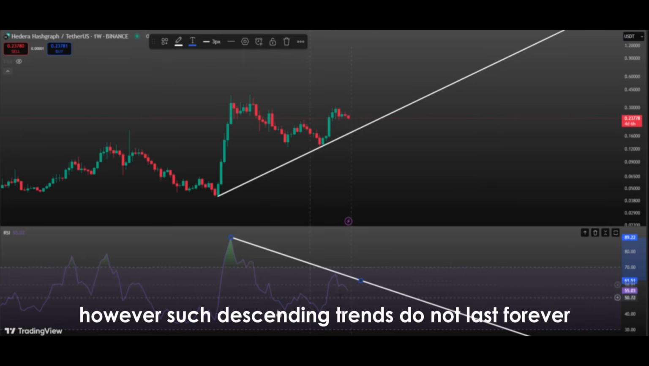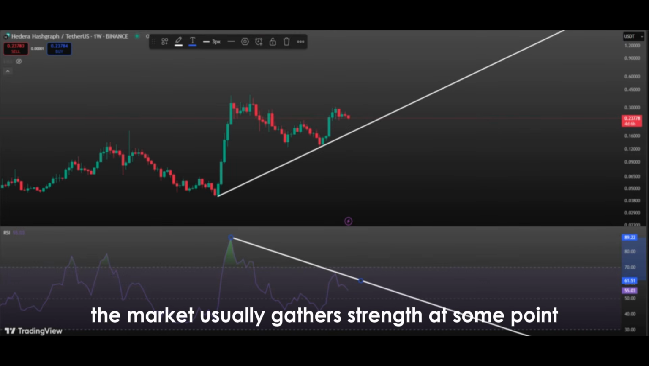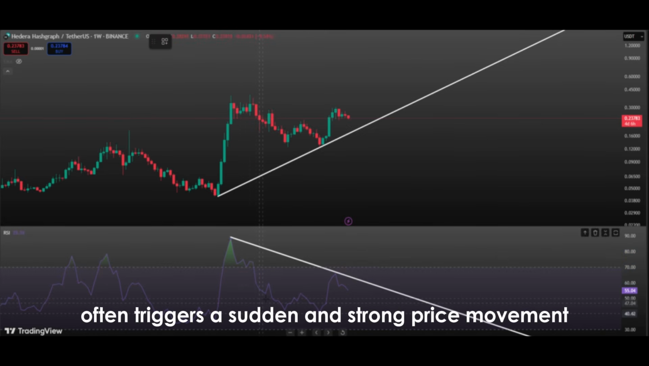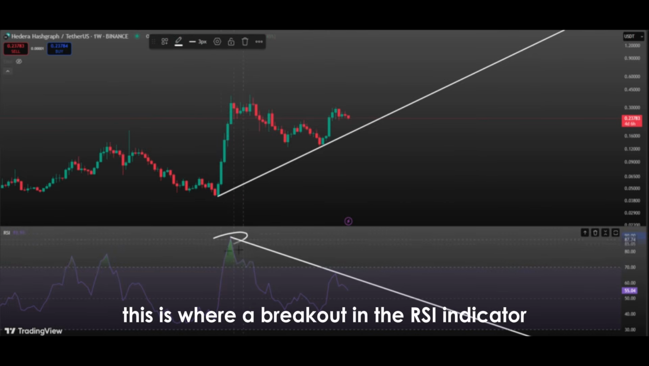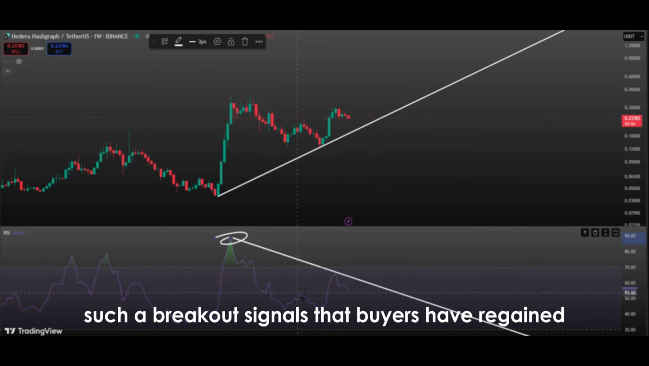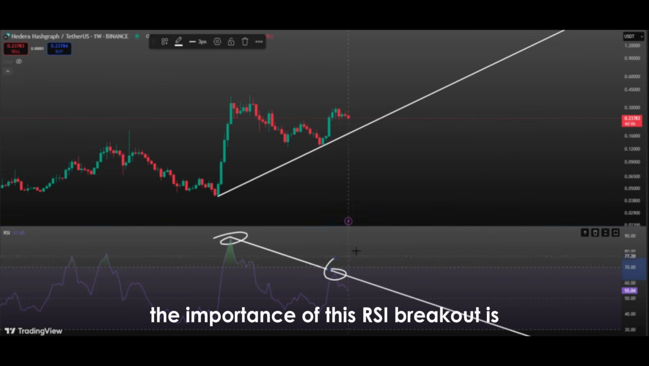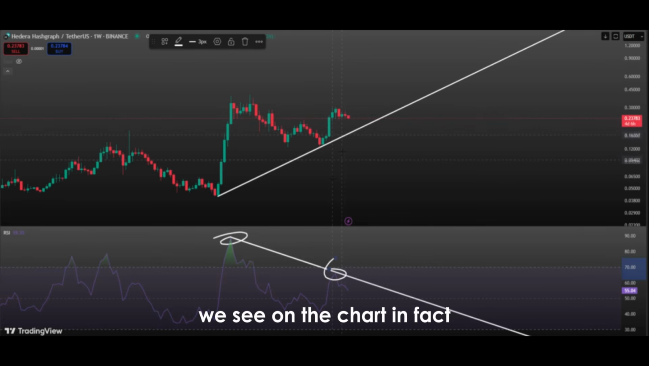However, such descending trends do not last forever. On the contrary, the market usually gathers strength at some point, and breaking this trend often triggers a sudden and strong price movement. This is where a breakout in the RSI indicator comes into play. Such a breakout signals that buyers have regained strength against sellers, and the price is preparing for a new upward attack.